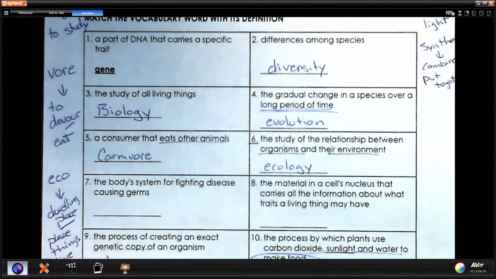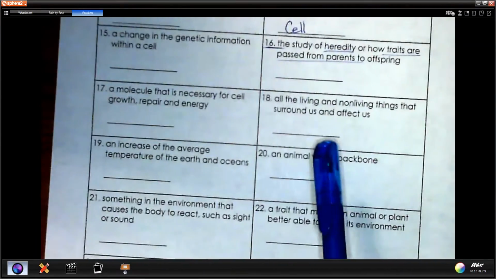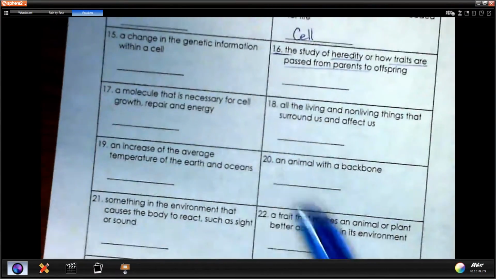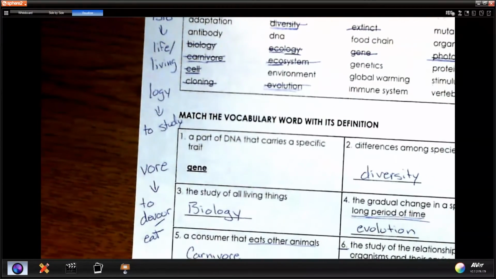If I don't know what eco as a root means, I know logi is study. Well, there's only one, two, three things here that use the study of. So that means at worst, I have a 1 in 3 shot, right? Use every tool you have, and I'm going to hand you those tools.